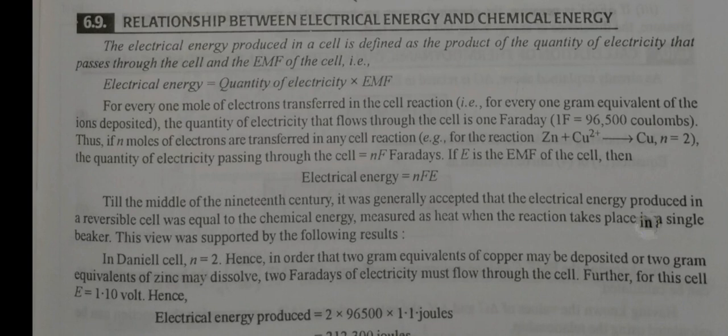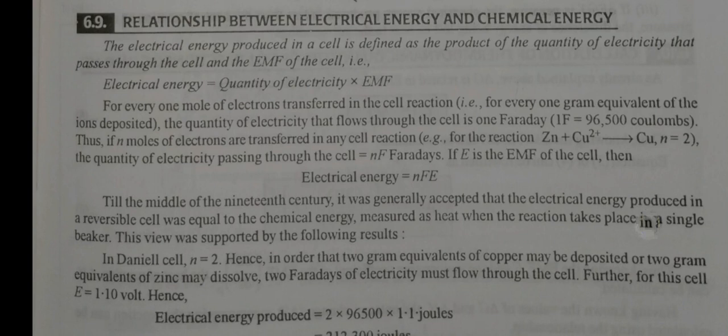For every 1 mole of electrons transferred in the cell reaction, that is, for every 1 gram equivalent of the ions deposited, the quantity of electricity that flows through the cell is 1 Faraday. Thus, if n moles of electrons are transferred in any cell reaction, the quantity of electricity passing through the cell is nF Faradays. If E is the EMF of the cell, then electrical energy is equal to nFE.